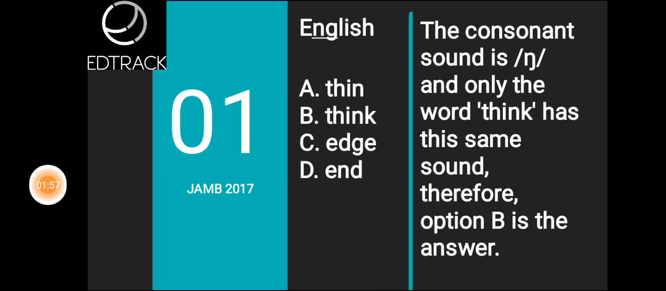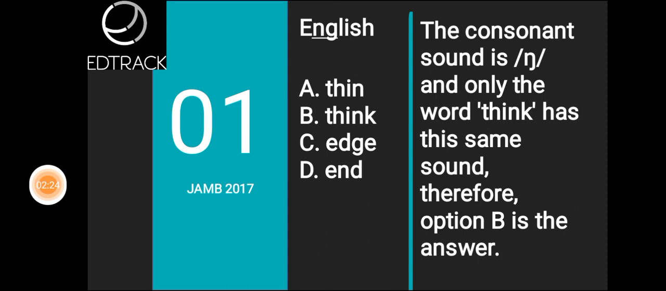English. All right, so let us pronounce the words that we have in the four options one after the other to be able to detect which one has the ng sound. Option A is pronounced as thin. Option B, think. Option C, edge. Option D, end.